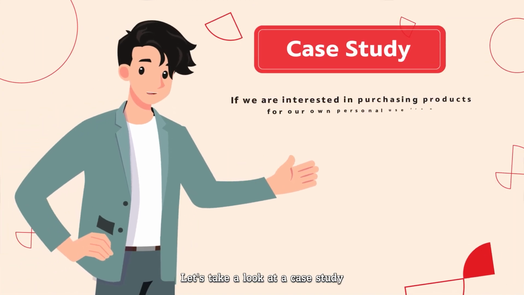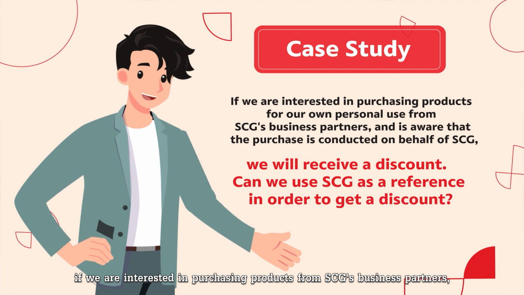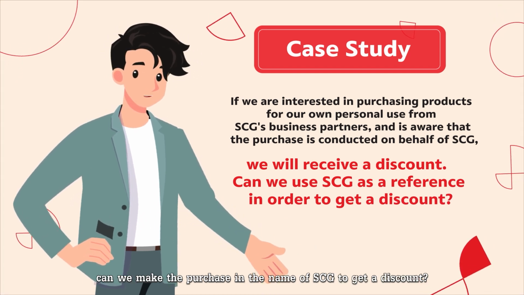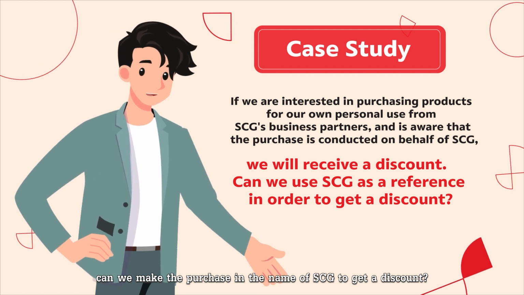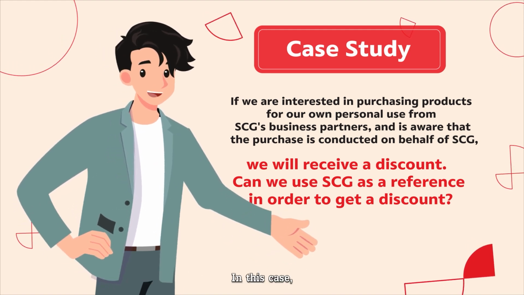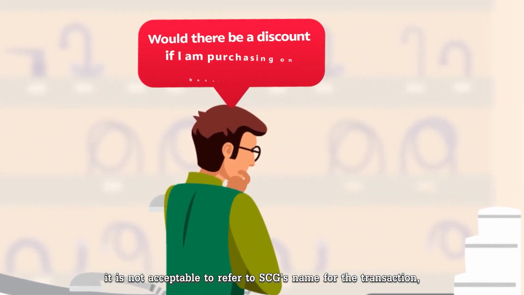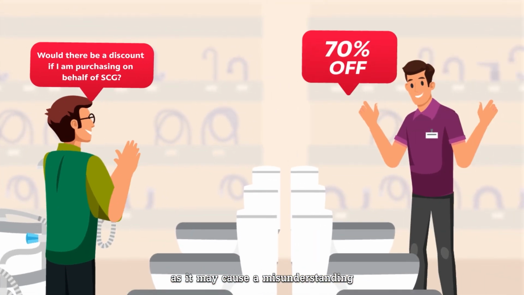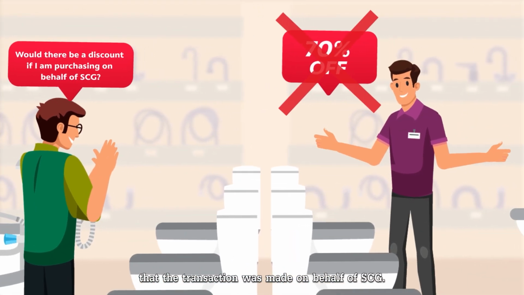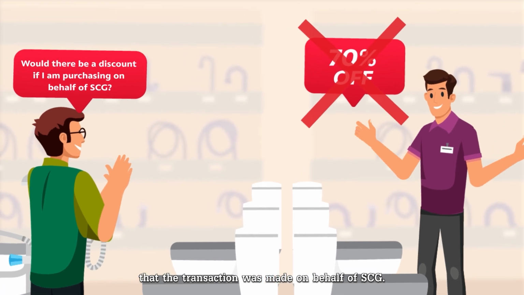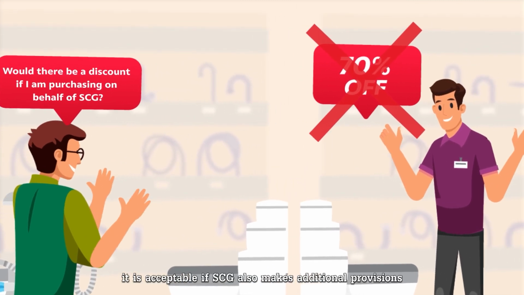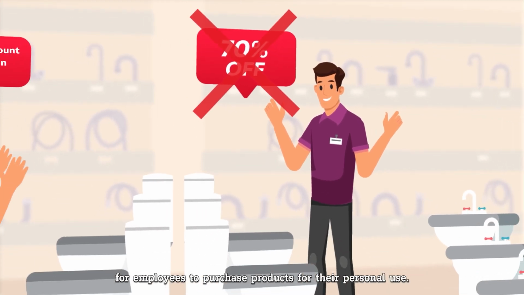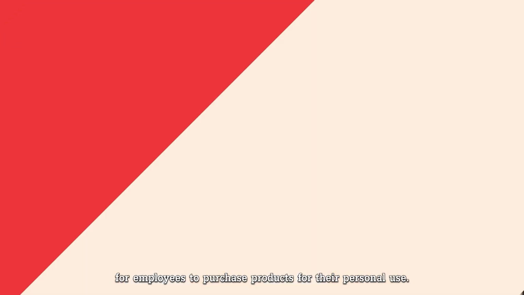Let's take a look at a case study. If we are interested in purchasing products from SCG's business partners, can we make the purchase in the name of SCG to get a discount? In this case, it is not acceptable to refer to SCG's name for the transactions, as it may cause a misunderstanding that the transaction was made on behalf of SCG. However, it is acceptable if SCG also makes additional provisions for employees to purchase products for their personal use.